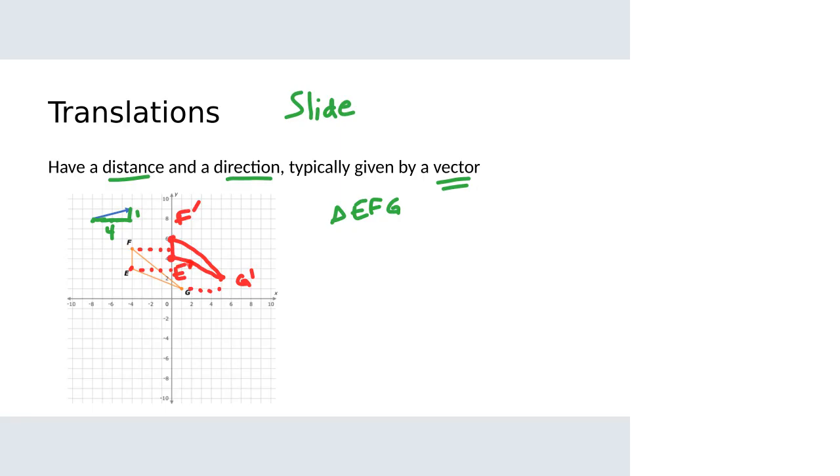And what I've done is I have translated or slid this triangle from here to there using the vector that I was given. That's a translation. We're going to take something, we're going to slide it, and the way we're going to slide it will be told to us by some sort of translation vector. Let me know if you have any questions on what we did there before I have you try one.